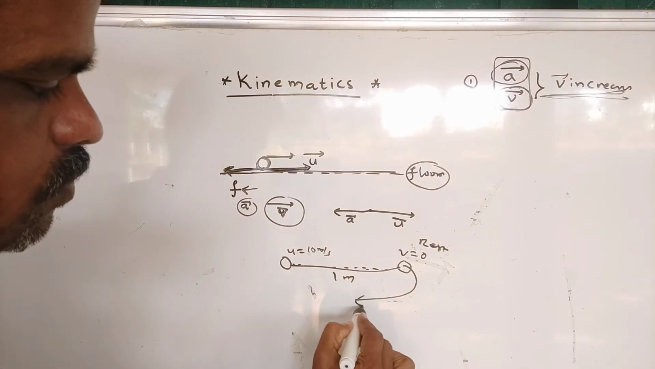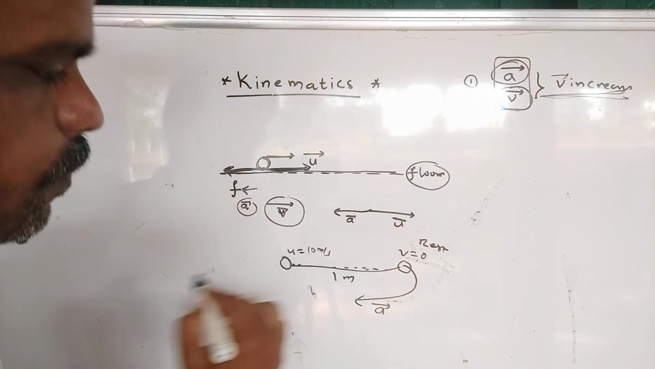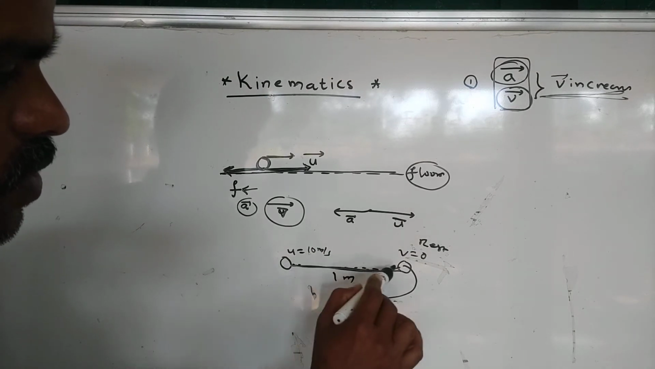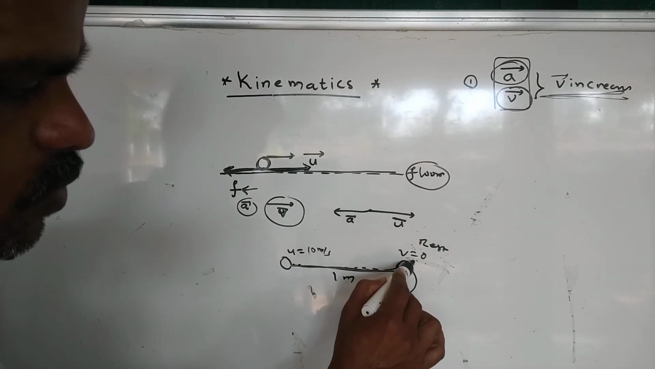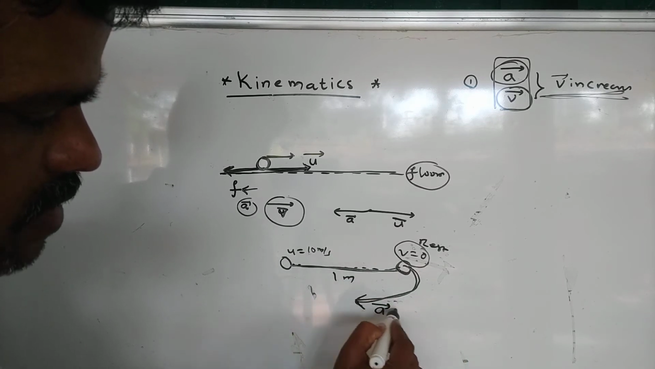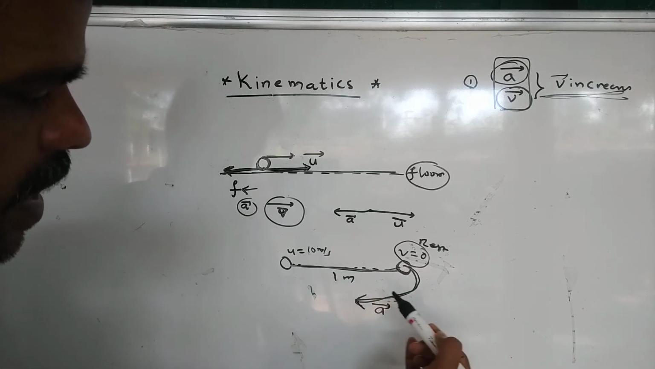Then go back to acceleration direction. The ball moves some distance, otherwise it covers some displacement. Then it goes to rest. Then returns to the acceleration direction. It moves in the acceleration direction.